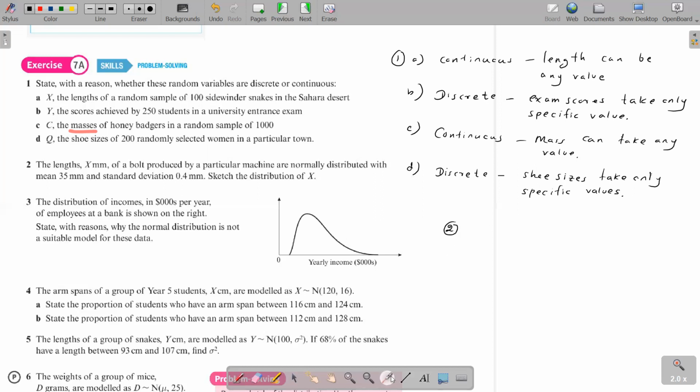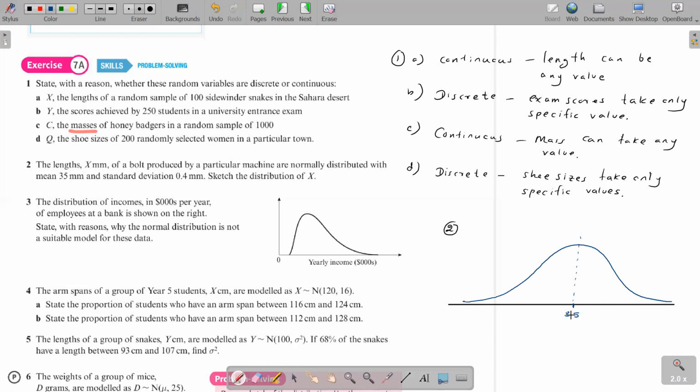Okay, here they say the lengths, capital X millimeter, of a ball produced by a particular machine are normally distributed with mean 35 millimeter and standard deviation 0.4 millimeter. Sketch the distribution. So how do you sketch the distribution? When you sketch the distribution, it's a bell-shaped curve and it's symmetric, isn't it? Now that's one of the key properties of a normal distribution. It must be symmetric around what? Mean. The mean is 35.